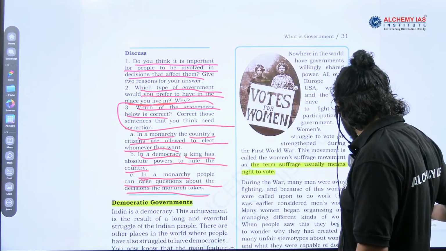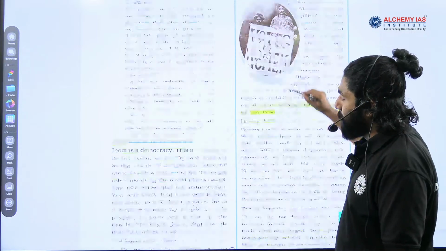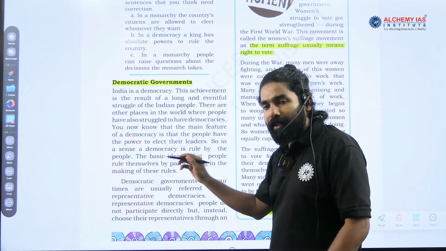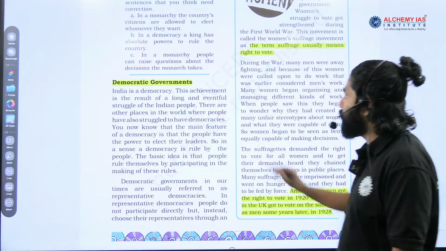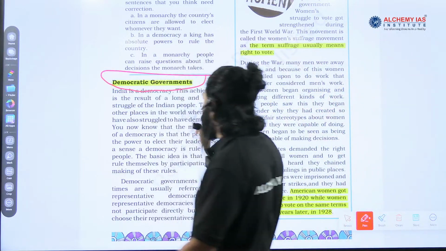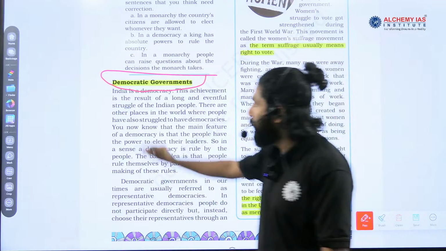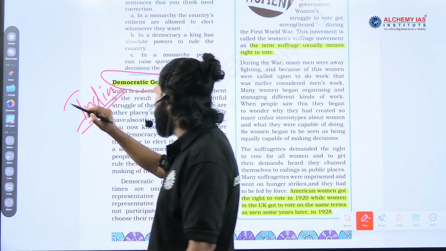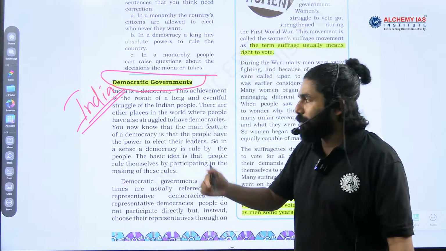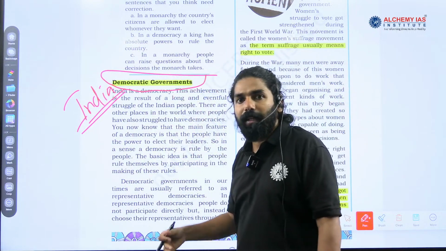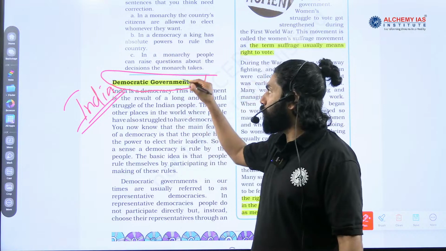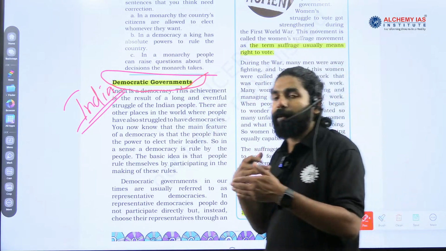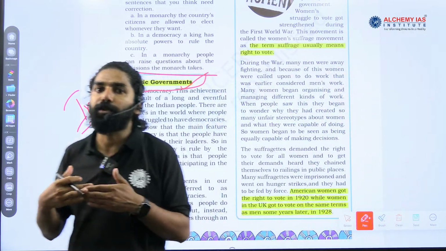Moving on. The next topic they have discussed in this particular chapter is with respect to democratic government. Already we have studied what exactly a democratic government is. Here they have given an example with respect to the system of government that we have in India, how the government functions here. So in India we follow a democratic government, where people take part in elections and choose our leader.